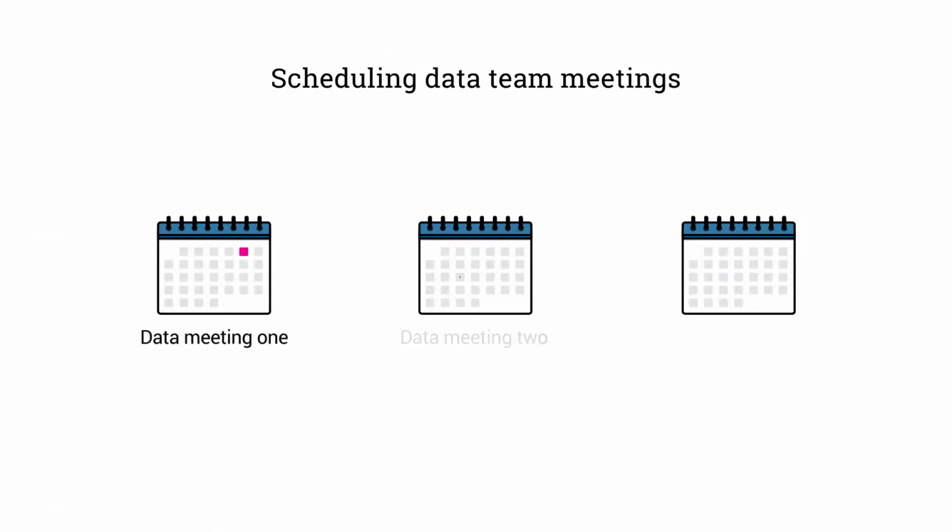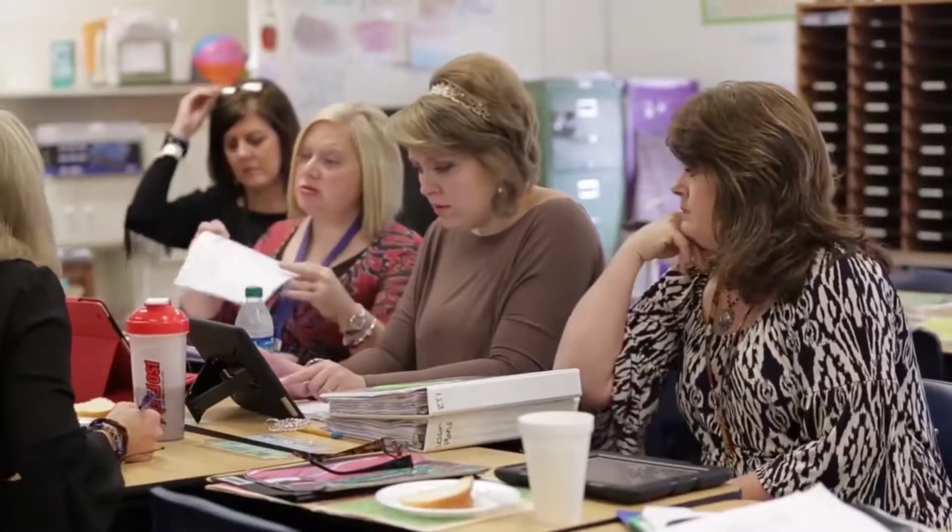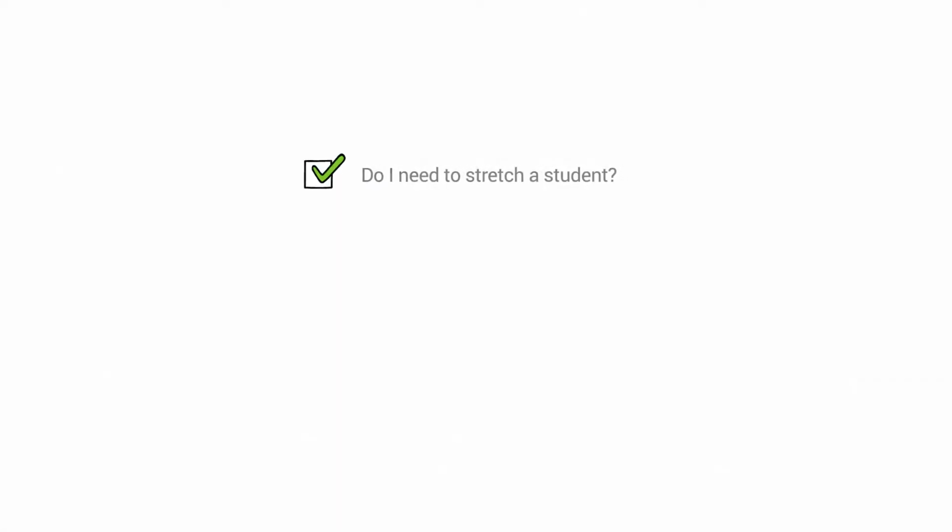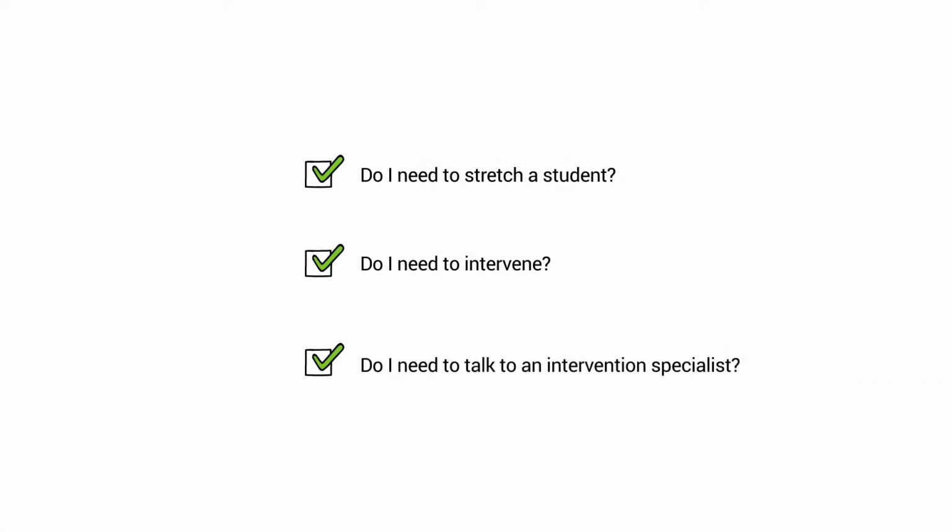And I think the expectation in our building now is that we hold 3 huge data meetings a year. We bring all the teachers in throughout the day. We use our data to guide our instruction, and the expectation is that as a classroom teacher, you're looking at data and you're deciding, do I need to stretch a student? Do I need to intervene? Do I need to go talk to an intervention specialist?